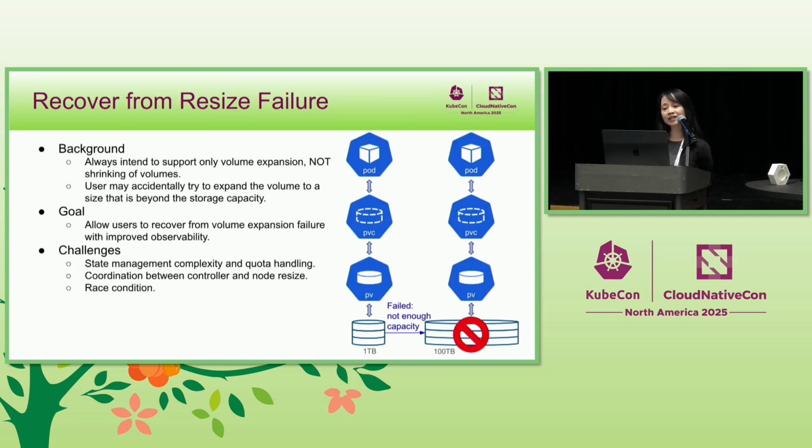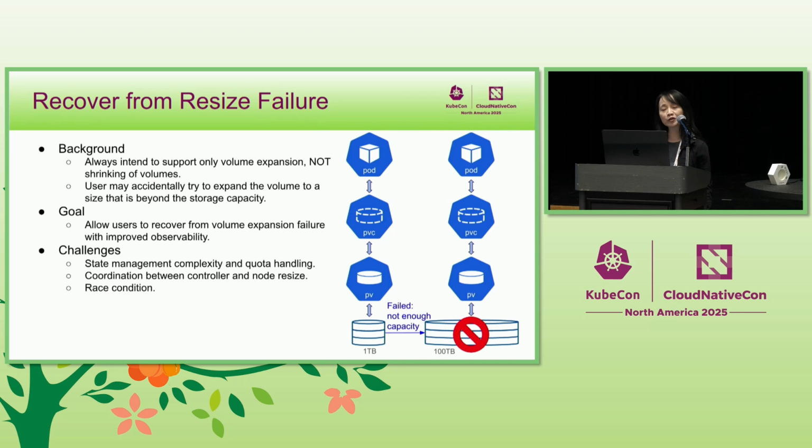The first project I want to highlight is recover from resize failure. Volume expansion has been around for a while, but without the ability to recover from resize failure, you could get stuck while trying to expand your volume. Let's say you try to expand your volume from 1 terabyte to 10 terabytes. Instead of entering 10, you entered 100 by accident. You don't really have that much capacity in your storage system to complete this expansion. Kubernetes will keep retrying, but it will never be successful.